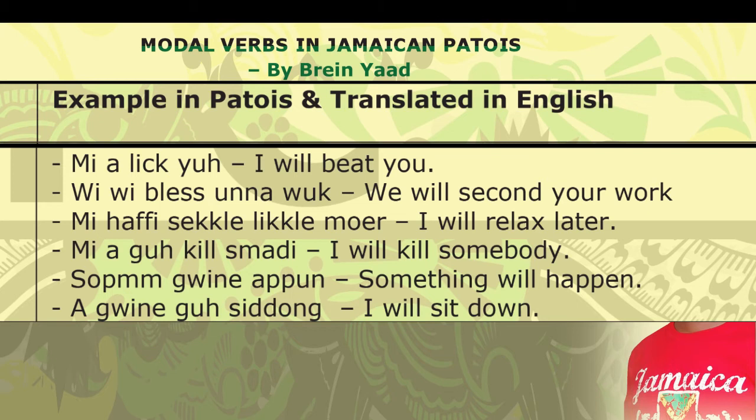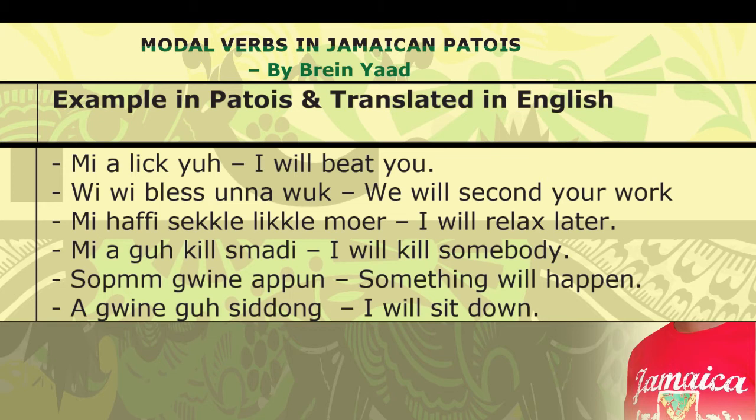So, this example, me I go kill somebody: I will kill somebody, or I shall kill somebody, or I'm going to kill somebody. They thief, because they are thieves. Good. We go to gwine. The word gwine can mean will or shall, and as well can mean going or going to.